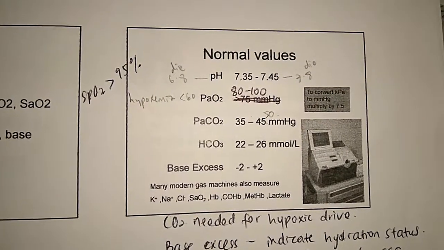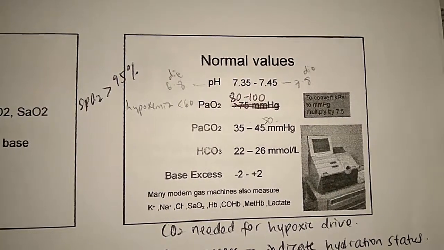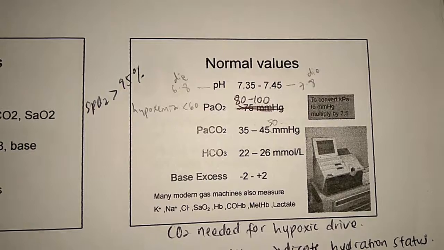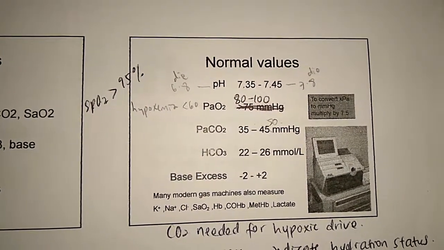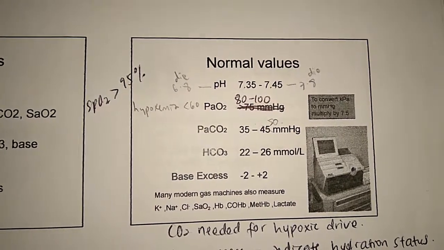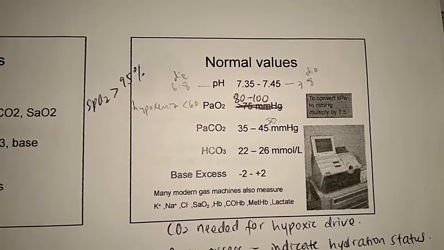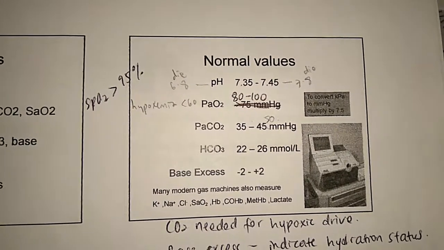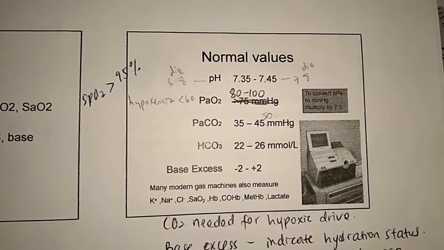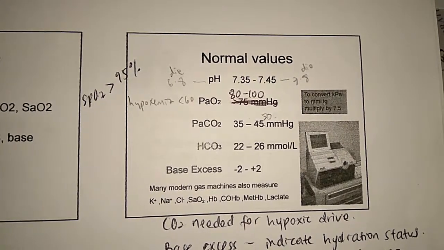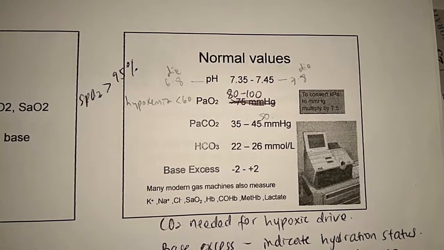These are the normal values. First, pH 7.35 to 7.45, PaO2 80 to 100, PaCO2 35 to 45, bicarb 22 to 26, base excess -2 to +2, and SpO2 or SaO2 keep it more than 95. For COPD, keep it 88 to 92 because the CO2 is needed for hypoxic drive.